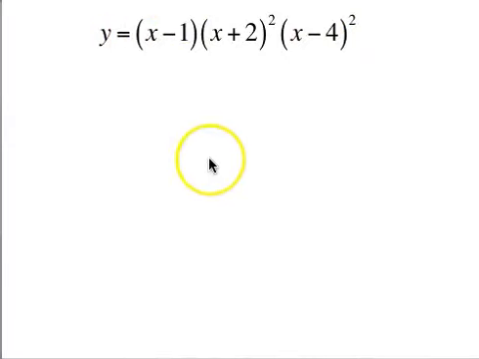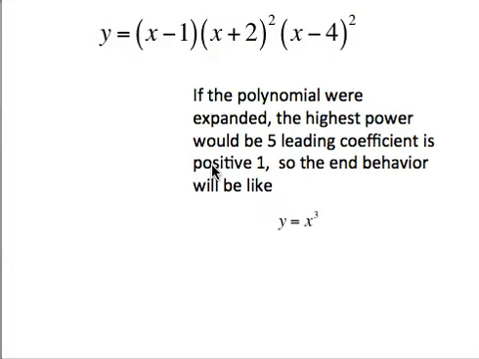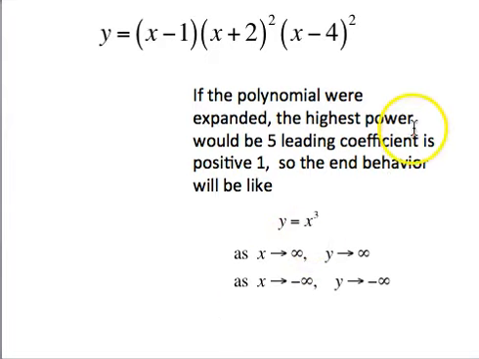Leading coefficient is 1. Odd, positive is the model we're going to look for here. So if we're odd positive, highest power would be 5, multiplying this out. Leading coefficient would be positive 1. So this is going to behave like x cubed, down to the left, up to the right. So formalizing that, what do we say? As x goes to positive infinity, y goes to positive infinity, up to the right. As x goes to negative infinity, y goes to negative infinity, down to the left.